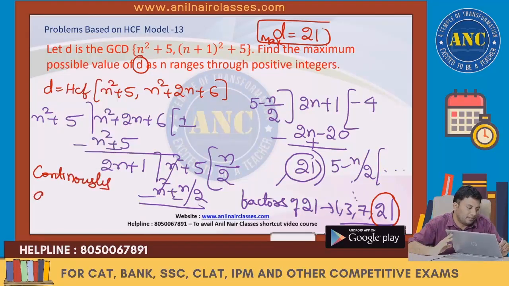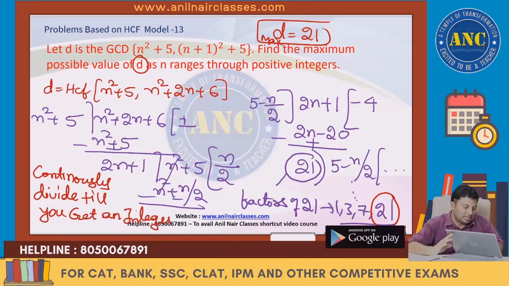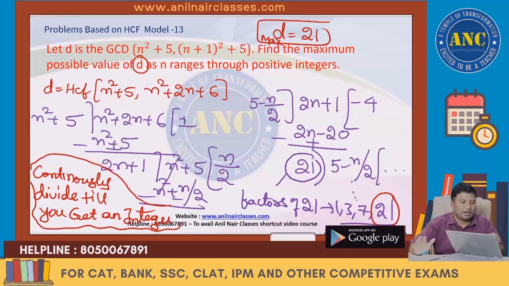Continuously divide till you get an integer. That is the centralized idea. Idea clear, right? Continuously divide till you get an integer.